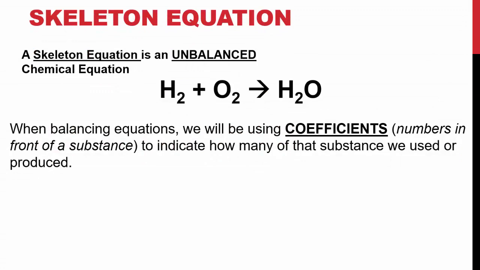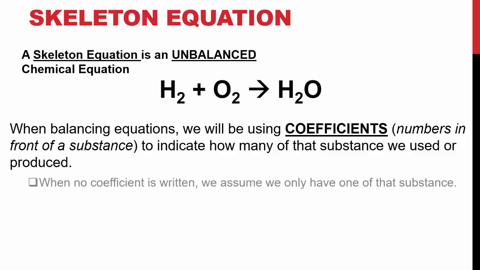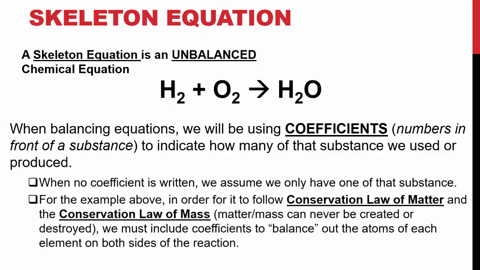When balancing equations, we must be using the coefficients. These are the numbers in front of a substance, also commonly called moles. We will be using these coefficients to indicate how many of that substance we used or produced. When no coefficient is written, as we see in all the examples above for H2, O2, and the water, we assume that we only have one of that substance. For the example above, in order for it to follow the law of conservation of matter and the law of conservation of mass, which states that neither mass nor matter can be created or destroyed, we must include coefficients to balance out the atoms of each element on both sides of the reaction.